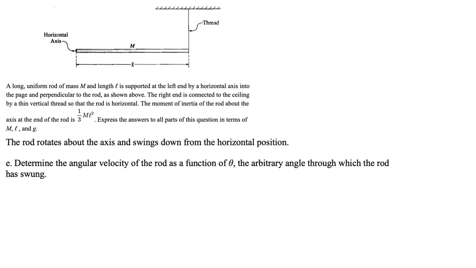So we're not in the immediate after, but the far after. E, determine the angular velocity of the rod as a function of theta, the arbitrary angle through which the rod has swung. So let's, as usual, draw our picture. Let's draw the original bar like that. And then now it has swung down in a circular arc, through some angle. And so I'm going to define this as theta equals 0. And now the center line has swung through some angle. And they would like to know what is omega at that angle.